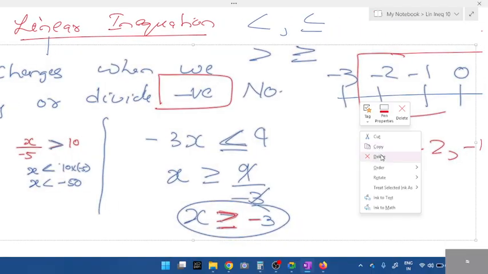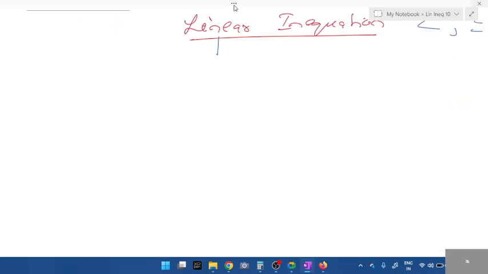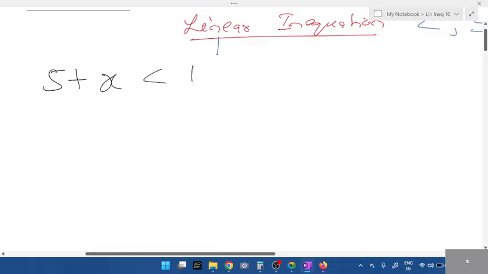Okay, we'll solve a few more questions. After that, we'll start textbook questions. For now, we have started with the basics, students. 5 plus x is less than or equal to 30. x minus 12 is less than or equal to 12.